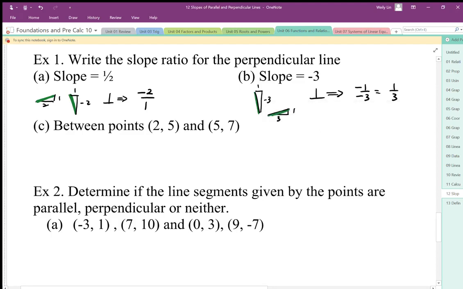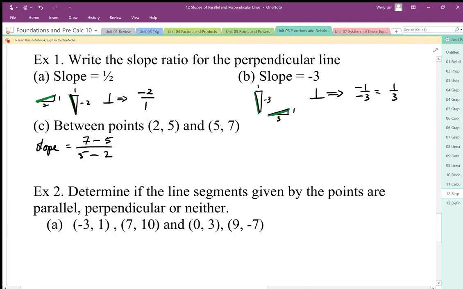So if we're going to find the perpendicular slope between points 2, 5 and 5, 7, we need to first of all find the slope between the 2 points. The slope is going to be equal to the rise, which is the change in height, change in y, divided by the change in run, or change in width.